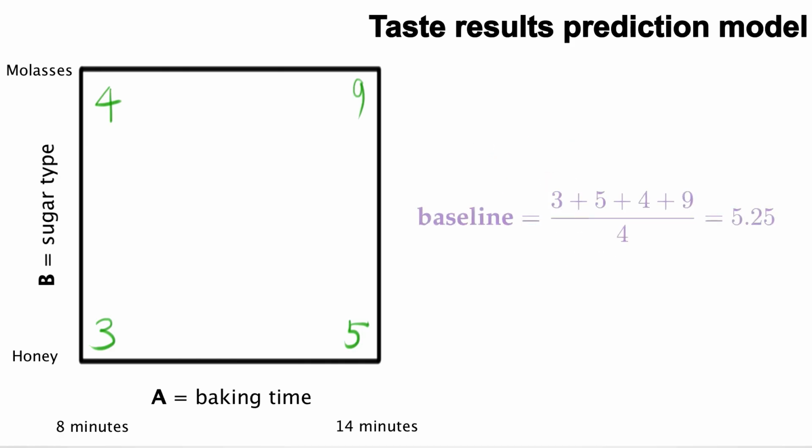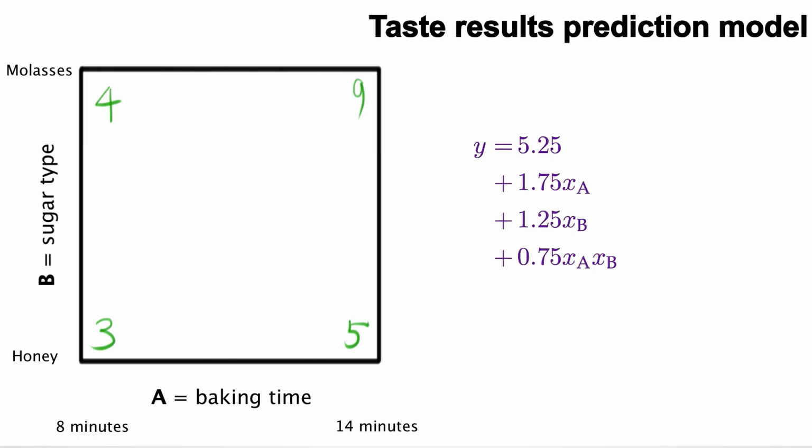That baseline is the average of all four values. So 3 plus 5 plus 4 plus 9, and then divide all of that by 4. That's equal to 5.25, and we'll add that number right up here at the front. So let's take a look and see how well our predictions work.